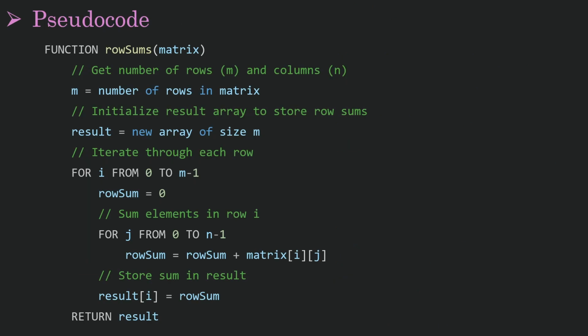Function rowSums(matrix). Get number of rows, m, and columns, n. m equals number of rows in matrix. Initialize result array to store row sums. result equals new array of size m.